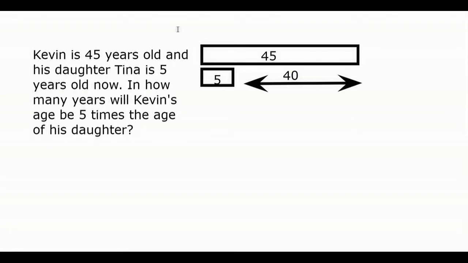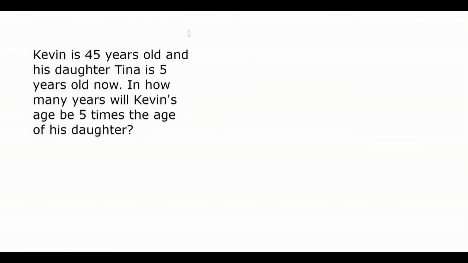Right, and now another thing to mention is that we need to know, in how many years will Kevin's age be 5 times the age of his daughter? So this will be Kevin's future age. And we know that age differences will not change because both of them are going to be aging by 1 year every year. Let's not get rid of all that.